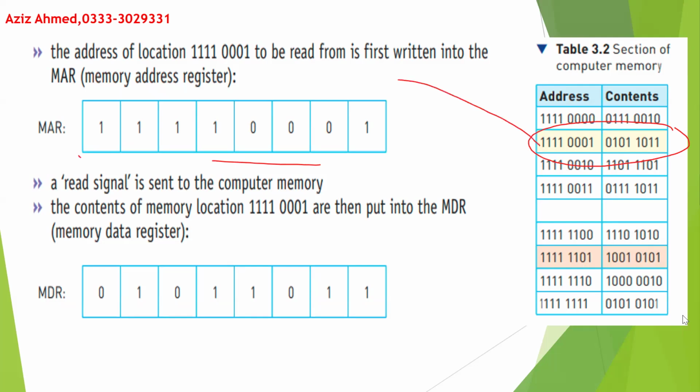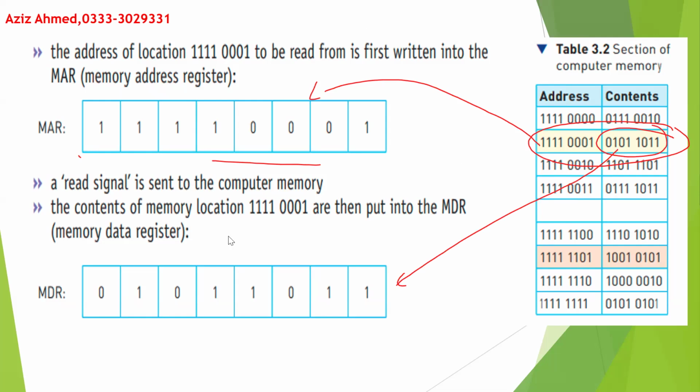First the address is moved to MAR. A read signal is sent to the computer memory. It means the processor wants to read data from the memory. The content of the memory location, content meaning data, this is data, is then put into the MDR. Address is put into MAR and content is put here. So this is the read operation. Got the idea? Now it is telling read, then you tell write.